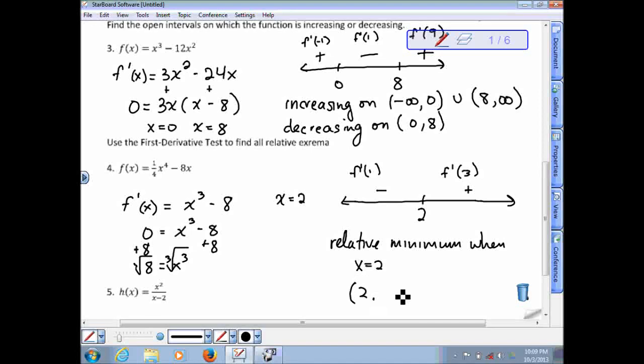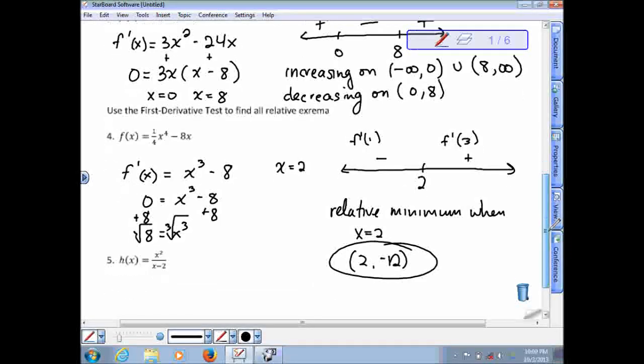Now the actual point that represents that on the graph, we have to plug a 2 as an input into the original function here for both x's. 2 to the 4th power is 16. 1/4 of 16 is 4. 4 minus 8 times 2 is 16. This is 4 minus 16, which is negative 12. So the minimum value is negative 12 when x equals 2.